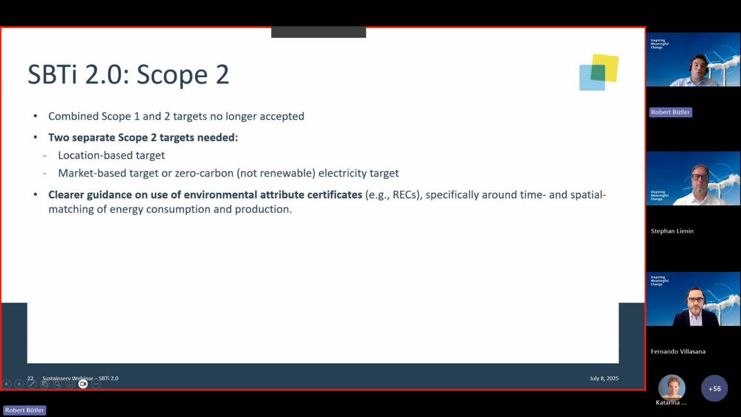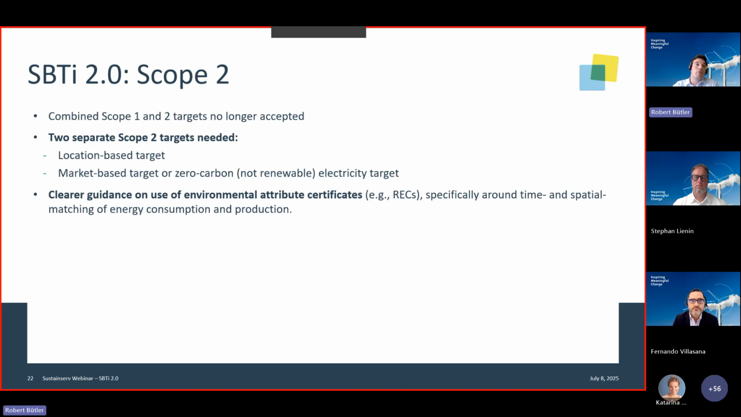Moving on to scope 2, combined scope 1, 2 targets are no longer accepted. You now need to have 2 separate scope 2 targets. In the prior version, you were able to have either a location-based or a market-based target. Now you need to have a location-based target and a market-based or zero carbon electricity target. Quickly want to point out that we're talking about zero carbon and not renewable electricity targets. So, for example, nuclear can be accounted for in this zero carbon electricity target.